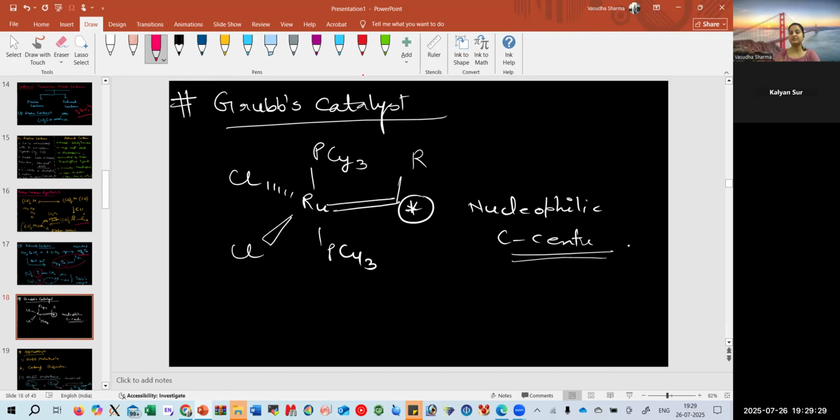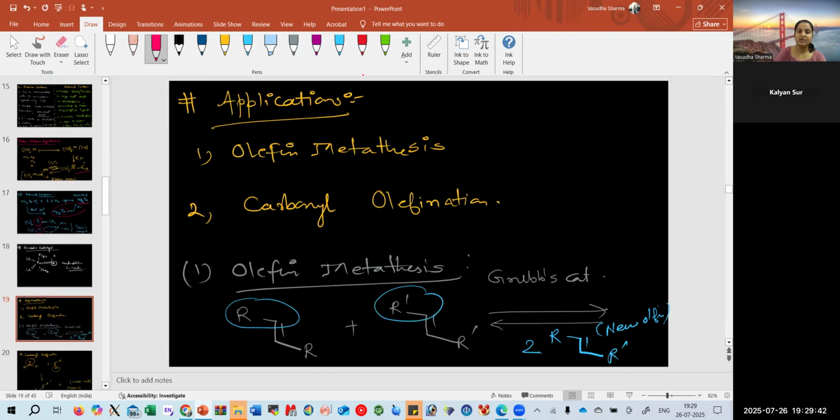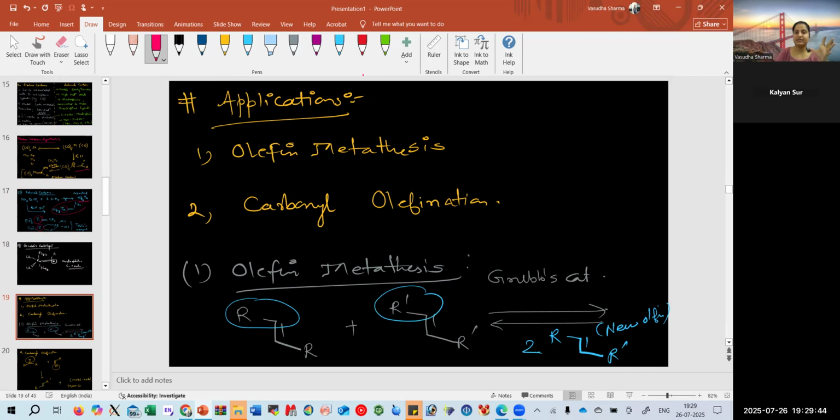Moving ahead, we also have a type of catalyst called the Grubbs catalyst. It has different applications, and the ruthenium is the center and the carbon here is also nucleophilic in nature. Now, talking about the applications of these catalysts, they are generally used in olefin metathesis and carbonyl olefination. So we started with olefin metathesis. Olefin metathesis is basically the C=C bond formation between two olefins.